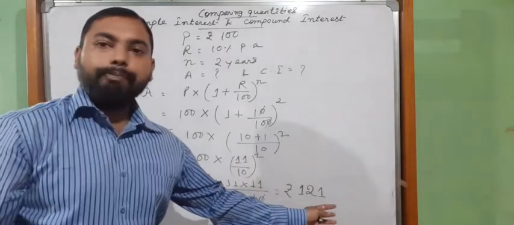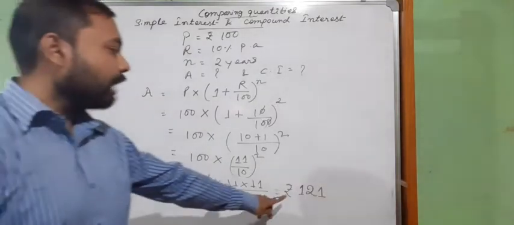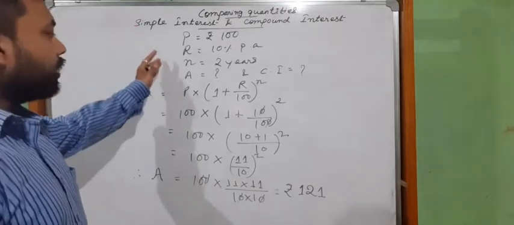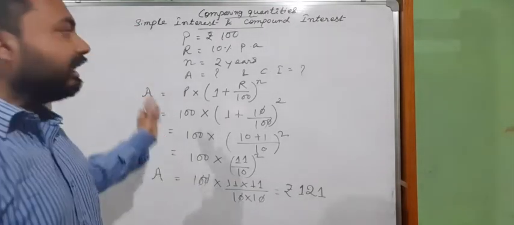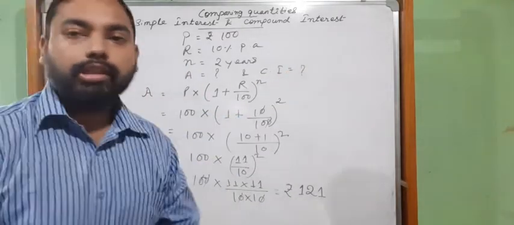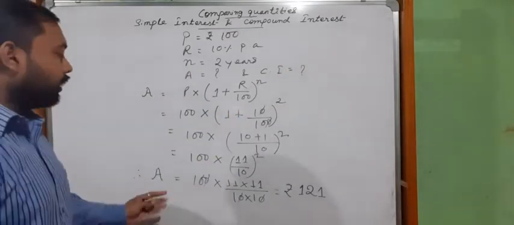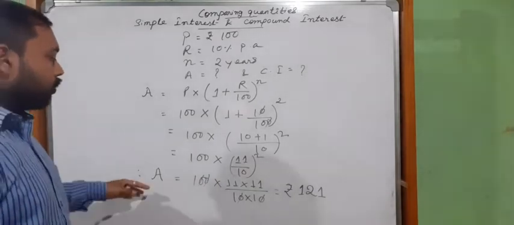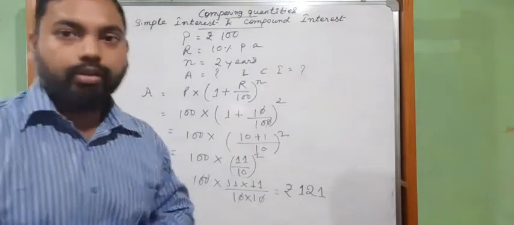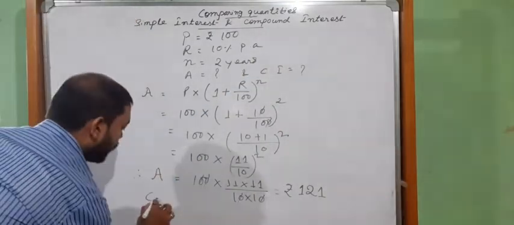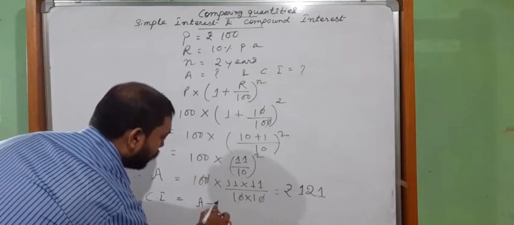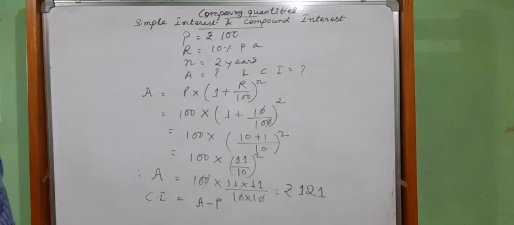By using the simple method also, we have seen that the amount was rupees 121 for the 2 years. So this is a very nice formula where we can easily find out the amount for compound interest. Now we have got the amount. Then what is our compound interest? The thing is same for CI. Directly you will subtract the principal from the amount, so it is A minus P.